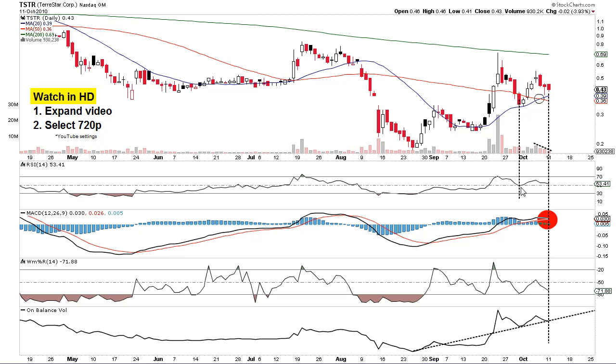So what you're looking for is to see if it holds that 50 line again. If it holds that 50 line again and it holds that MA20, things are good. Okay, if it breaks that 50 line and if it breaks that MA20, most likely we're going into a bearish downtrend.